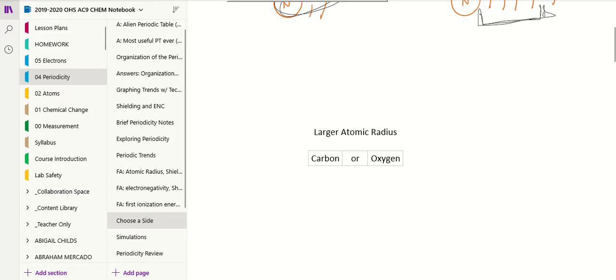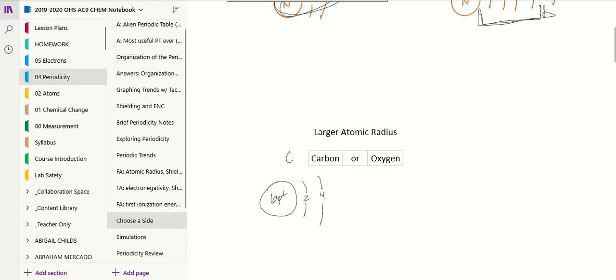Which one has a larger atomic radius? Is it carbon or oxygen? Make your decision. Go to that side of the room. So let's take a look at this one. Everybody look at the board. Carbon has how many protons? 6. It has 6 protons in its nucleus. And it has how many electrons total? 6. So 2 in the first energy level, 4 in the second.